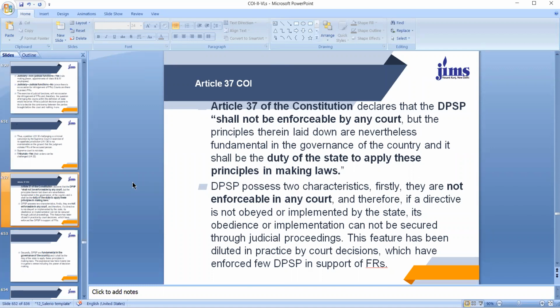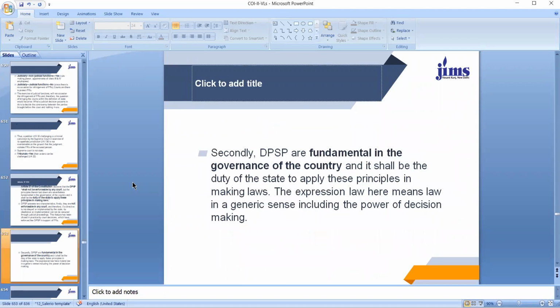So this feature has been diluted in practice by court decisions, which have enforced few directive principles in support of fundamental rights. Although they are not enforceable, but courts themselves have enforced few directive principles in support of fundamental rights. Second characteristic is that these directive principles are fundamental in the governance of the country, and it shall be the duty of the state to apply these principles in making laws. The expression law here means law in a generic sense, including the power of decision making.